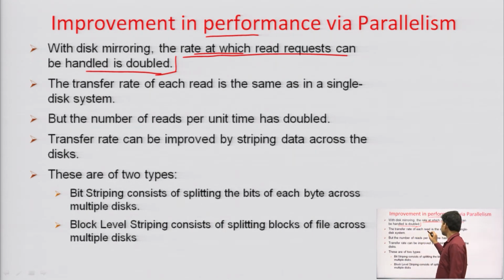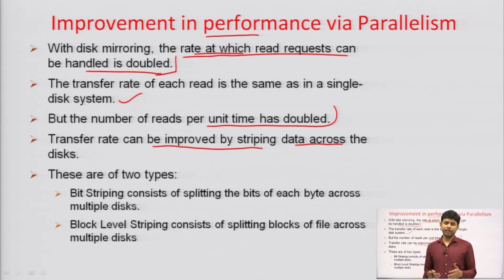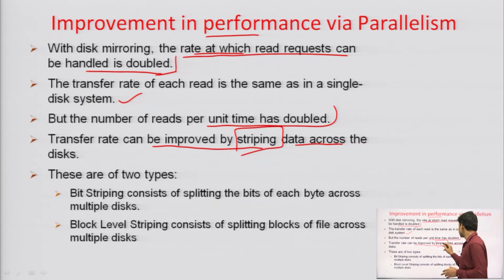The transfer rate of each read is the same as in the single disk system. If you are using one disk or two disks or three disks, the transfer rate will be the same, but the number of reads per unit time has doubled now, because you are using two disks in place of one. Transfer rate can be improved by striping data across the disks. You can improve the transfer rate by dividing the data into blocks and spreading it across different disks. That is called striping.